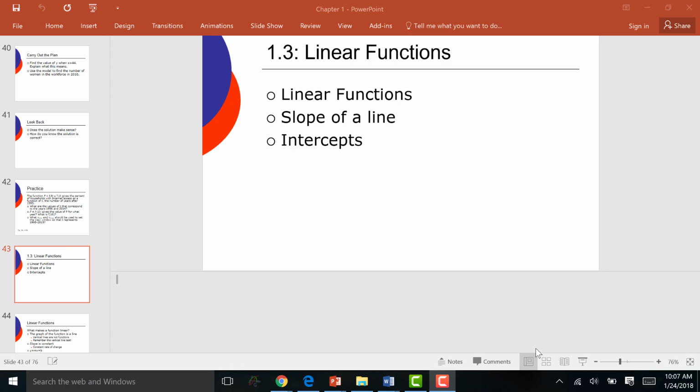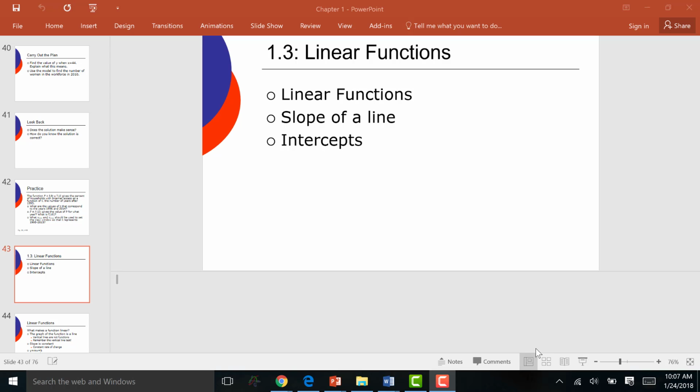All right. 1.3 is what we're getting ready to do now. We're still talking about functions. This whole entire class is about functions and again how they relate to real life. The first one, that's the specific type we're talking about, are going to be linear functions.